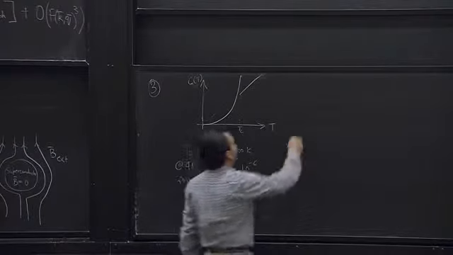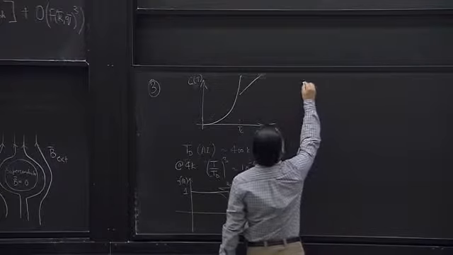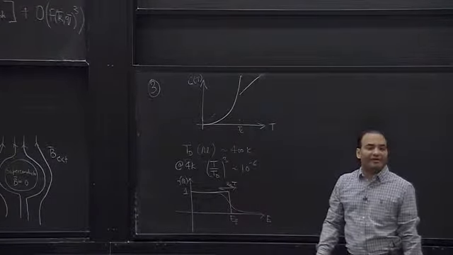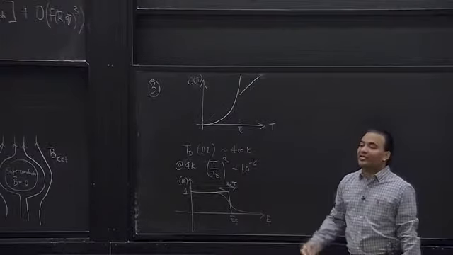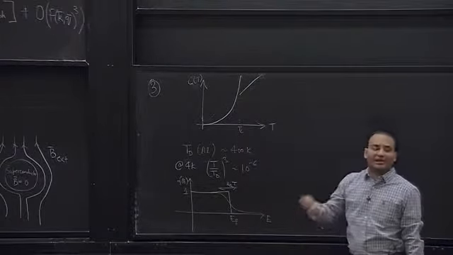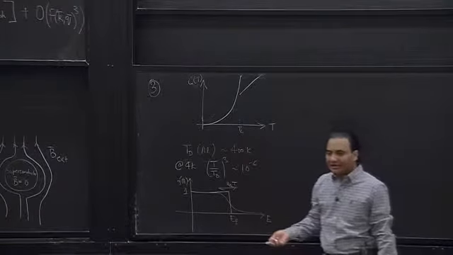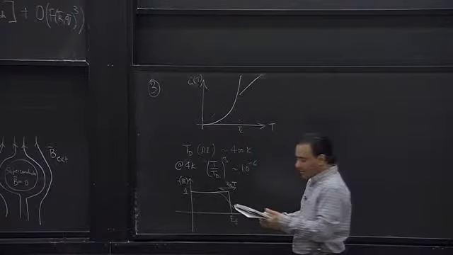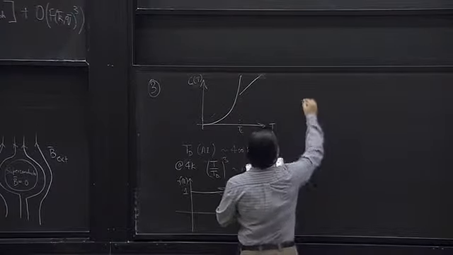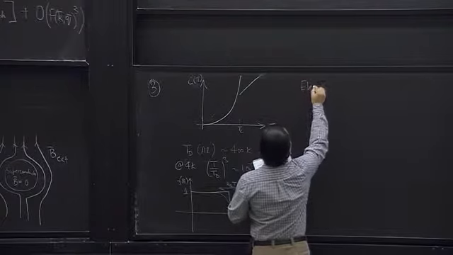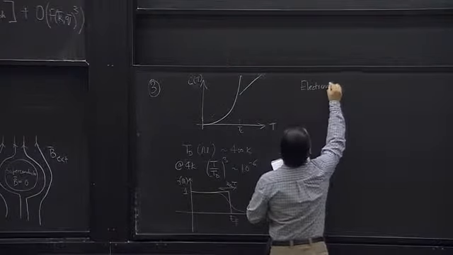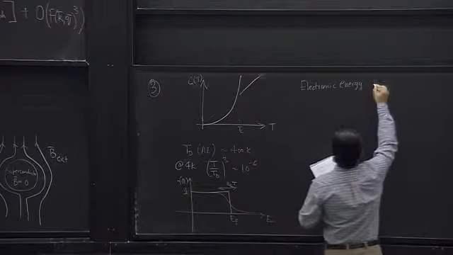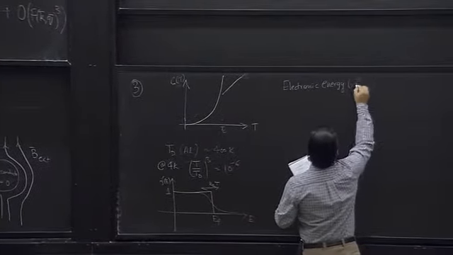So my goal is now to calculate the electronic contribution to specific heat. So first I will find out how electronic energy goes as a function of temperature, and then I will take its derivative to find the specific heat. So my goal is to find out what the electronic energy is as a function of temperature.